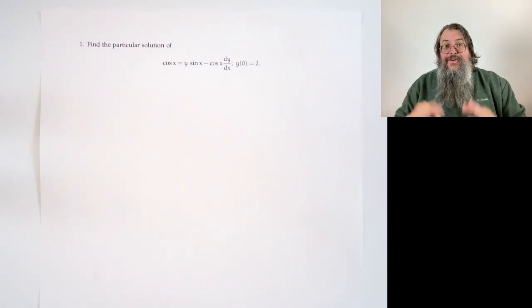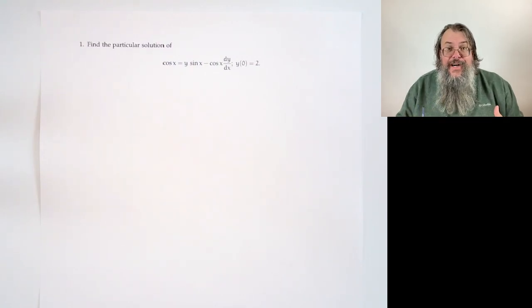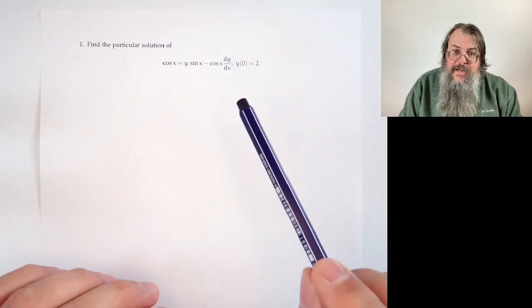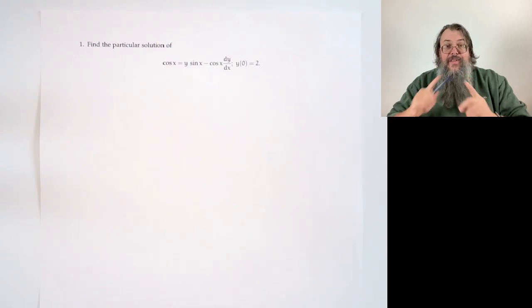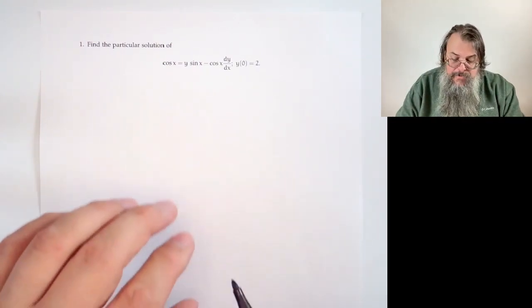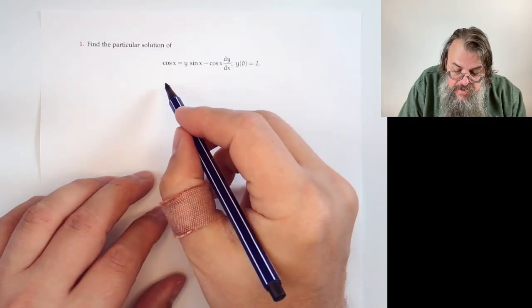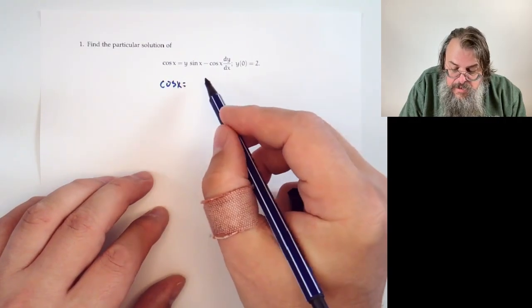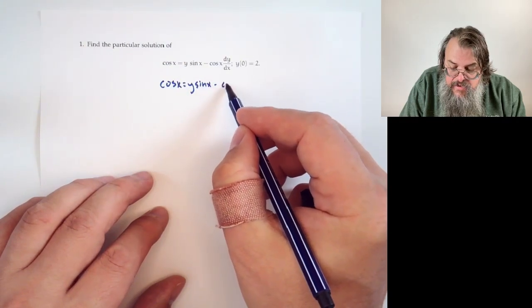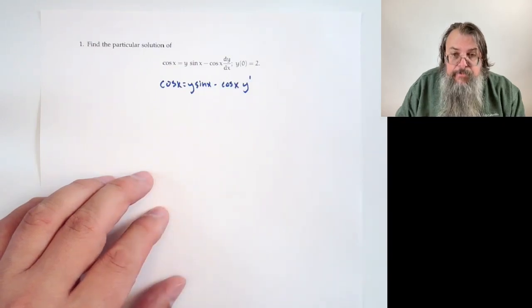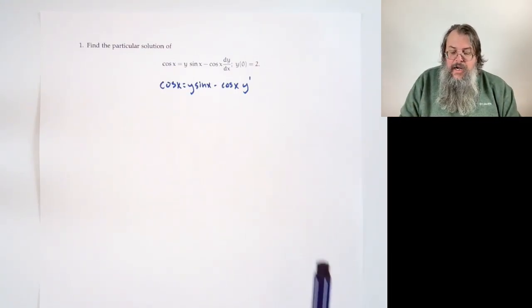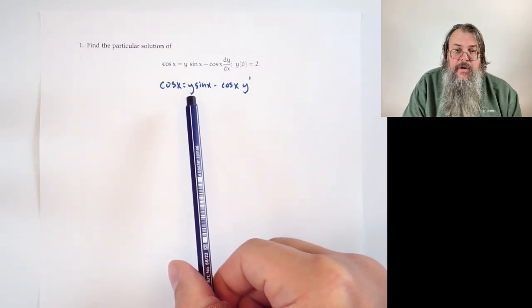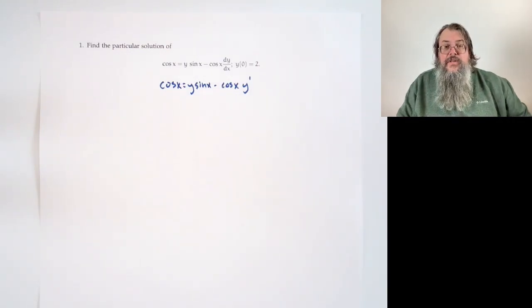Now, one of the things that they might do is write it in a way to throw you off the scent. You might not be used to having them write a dy/dx, and keep in mind dy/dx and y prime are the same. You can swap them one for another. So for instance, we could have written this as cosine of x equals y sine of x minus cosine of x y prime. In this format, it's a little bit easier for me at least to see, oh, I have something multiplying y prime, something multiplying y, and they're in a linear combination. So this is a first order linear problem.